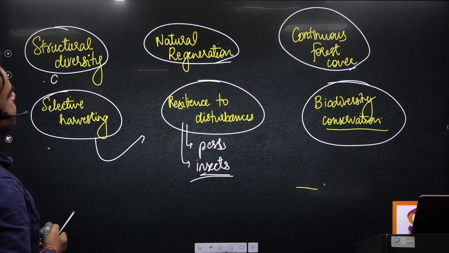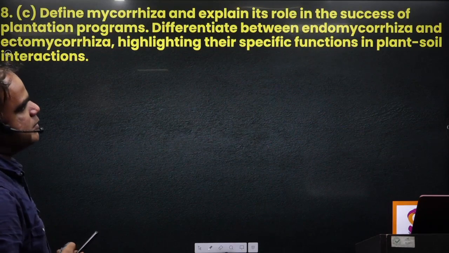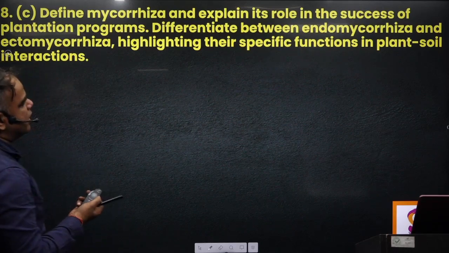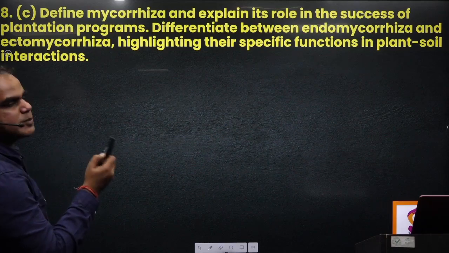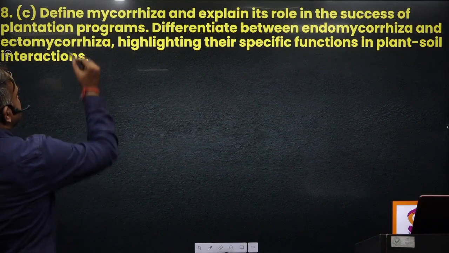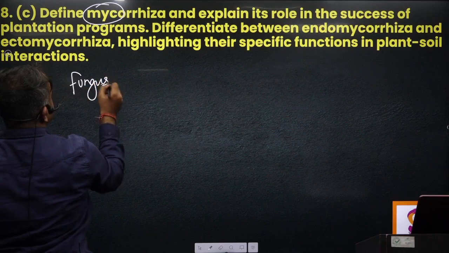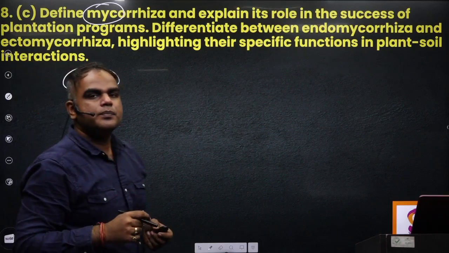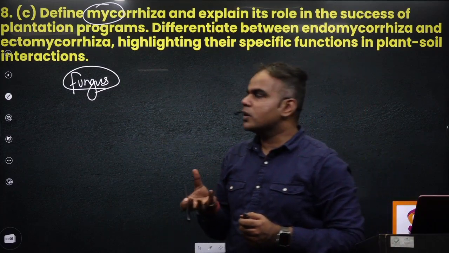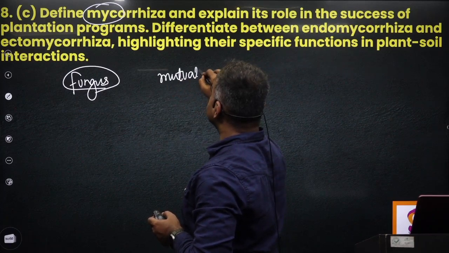Fine. And then the last part: define mycorrhiza, explain its role in the success of plantation programs, differentiate between endo and ecto, highlighting the species specific functions in plant soil. So mycorrhiza, myco is the fungus. It is the mutualistic association of the fungus with the roots of higher plants. This you have to write down. The keyword has to be mutualistic association.